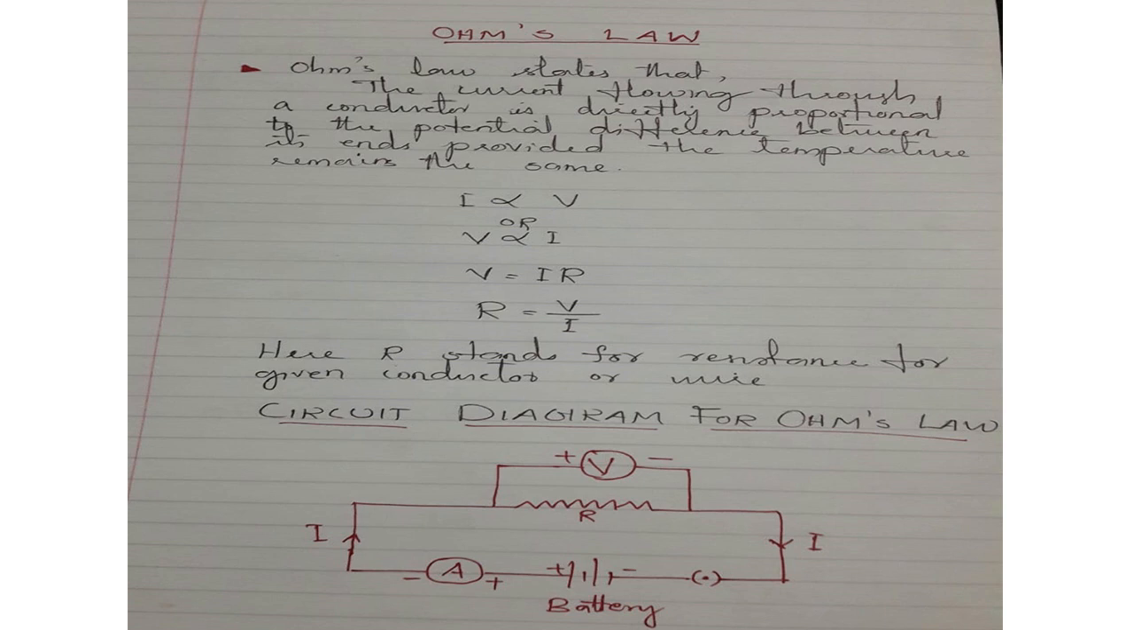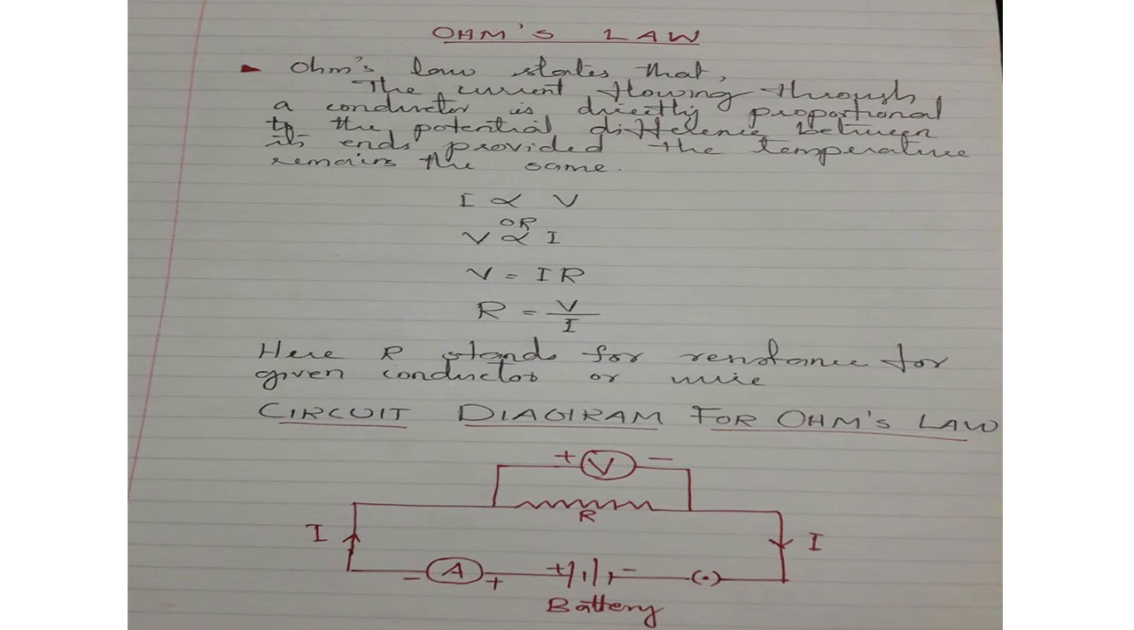So according to Ohm's law, the current flowing through a conductor or a metallic wire is directly proportional to the potential difference between its two ends, provided temperature remains constant. That means if you increase the applied potential difference, the current will also increase. If you decrease the applied potential difference, the current will also decrease. That is why we state that current is directly proportional to potential difference.